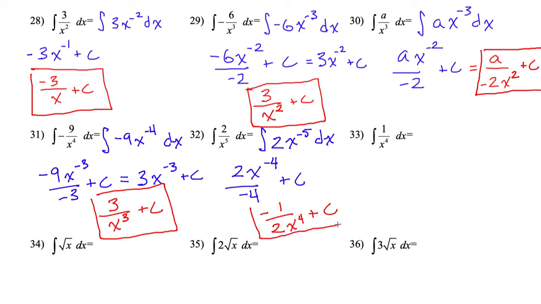I did two things in the same step there. I'll re-explain it. The -1 over 2 is coming from the simplification, and x to the -4 goes to the denominator and becomes x to the positive 4.